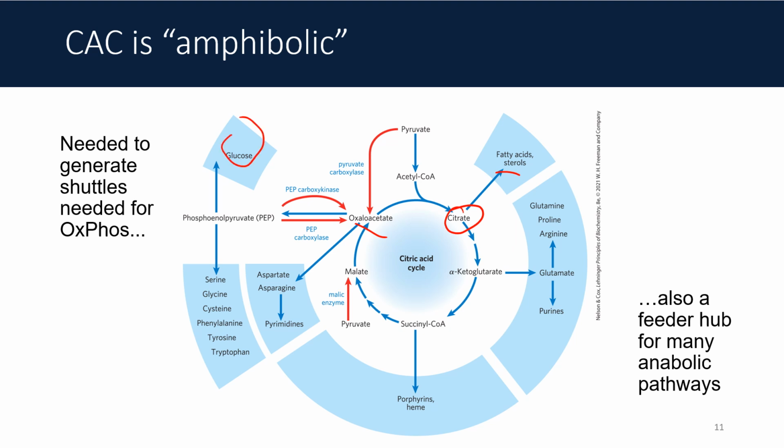And look at this. You can have alpha-ketoglutarate become a number of amino acids and nucleotides. Acetyl-CoA is how we get porphyrins and heme. So these metabolites aren't just earmarked for energy production. They're super useful for a number of other metabolisms.